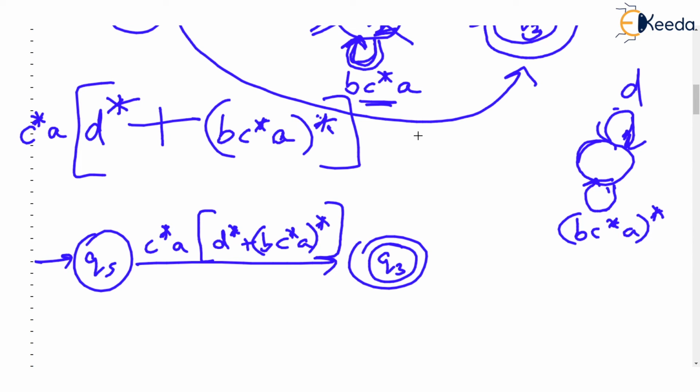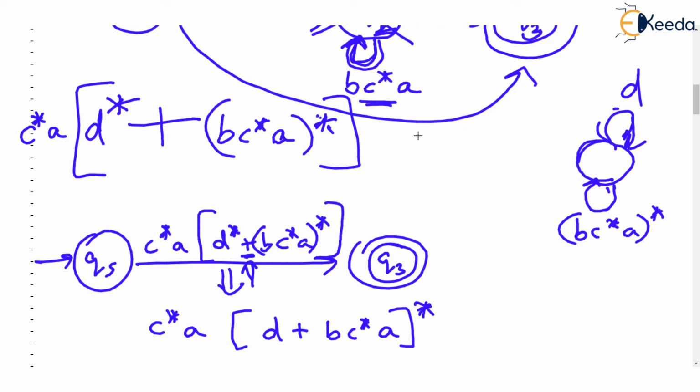Of course, you can write this regular expression as follows also. C star A, then D plus B C star A, closure. Because there is an or over here using plus, and both quantities of the or have closure on them, you can write the or once for both quantities and then take the closure of the entire quantity. Even this regular expression is acceptable.